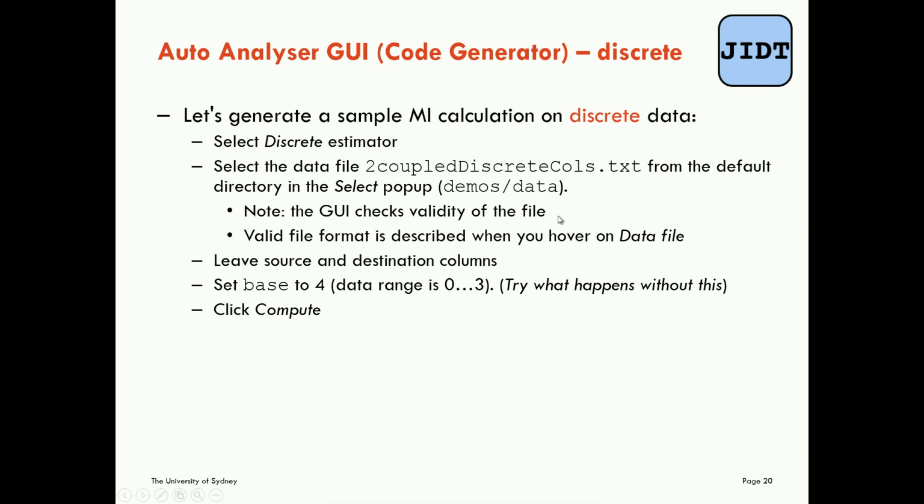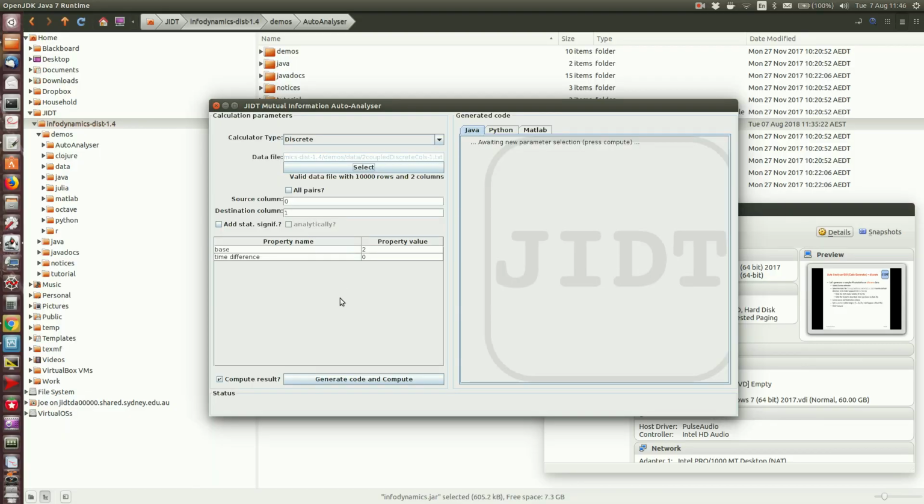So I've talked you through how we've checked the validity and what the format is. We've left the source and target columns as default. Now the example here wants us to set the base to 4 because the data is in the range of 0 through to 3. And it wants us to try what happens without this. So let's do that first. Let's go back and let's just try leaving the base set to 2. That's telling the mutual information calculator that we're using binary data, but our data isn't binary. So let's see what happens.